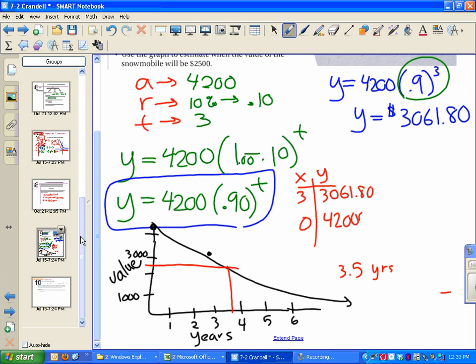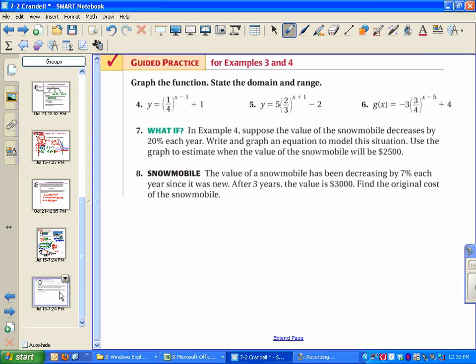Again, if you have a question about that, pause it, write it down, and ask me in class. For guided practice, you can totally do these 4, 5, 6. Make sure you're only graphing this part, people, and then you're shifting the rest. And then 7 you can totally do. Number 8 you can definitely do.